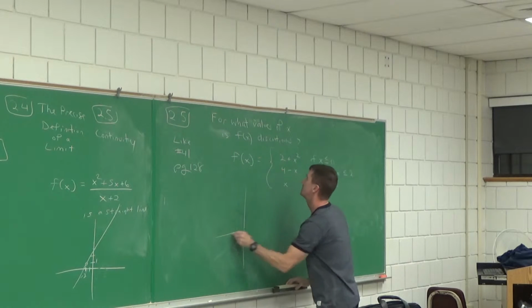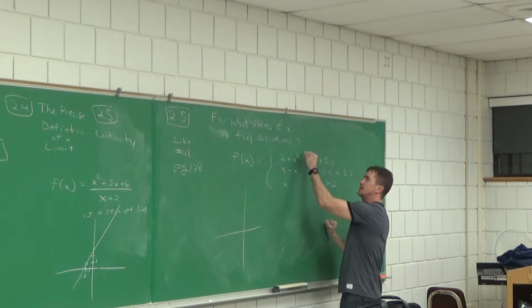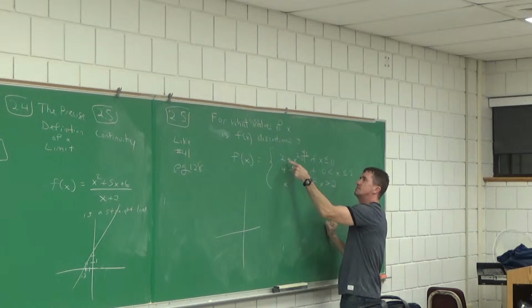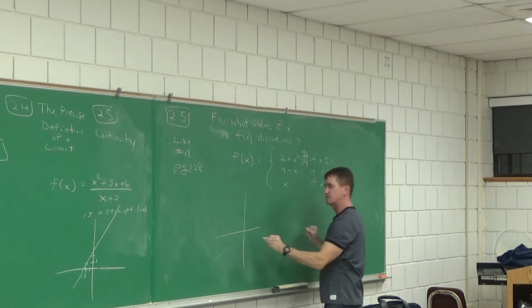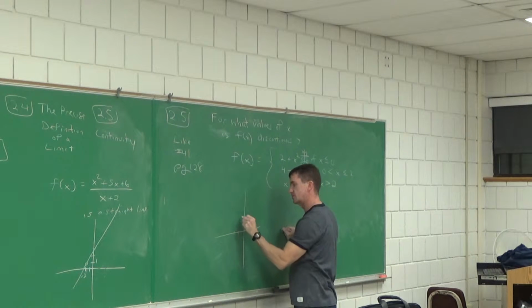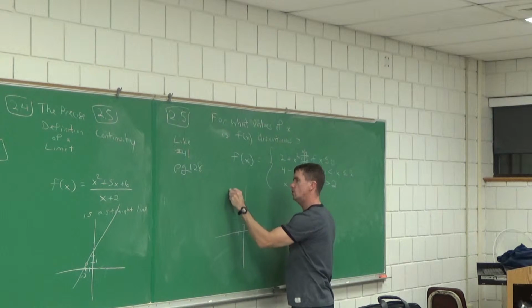Here it comes. All right, 2 plus x squared. I want to make a little table. What's going on at 0? 2. Give me a number less than 0. Negative 1? What's 2 plus negative 1? All right, 0, 2. 1, 3. There goes the parabola.